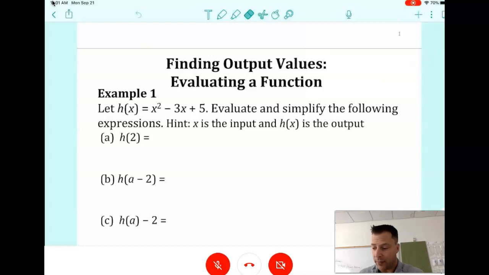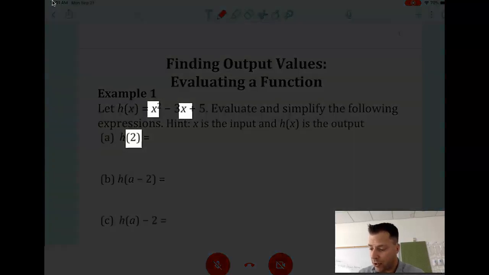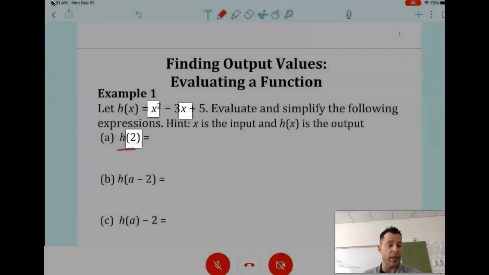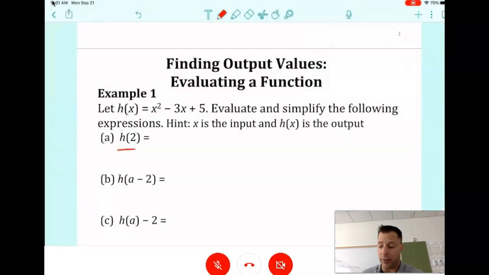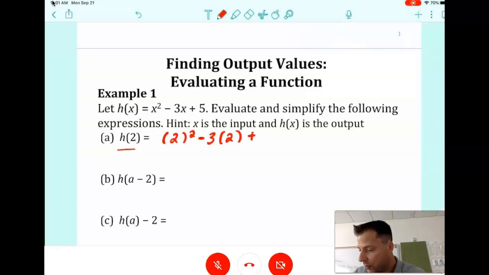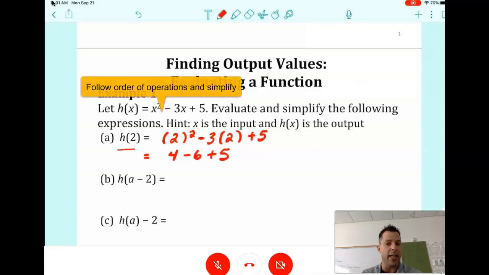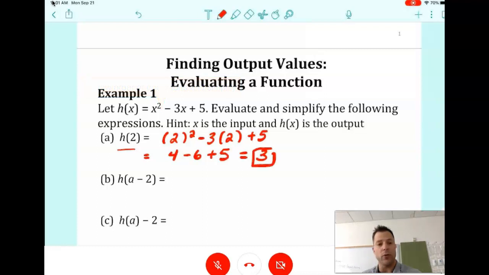So in this first one here, we're plugging in 2 for x, and we're going to simplify it. Whatever I'm plugging in for the input, I always put in parentheses. Wherever we see an x, we're going to place a 2. So we're going to have 2 squared minus 3 times 2 plus 5. We know x is 2. So 2 squared is 4, minus 6 plus 5. Okay, so 4 minus 6 is negative 2. Negative 2 plus 5 is 3. So we know that h of 2 is 3.